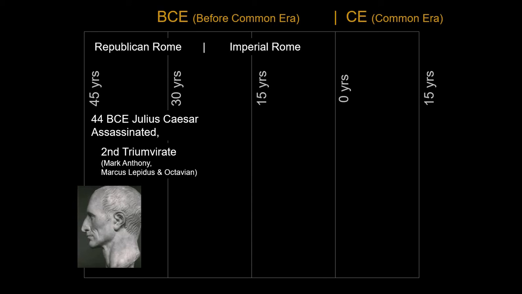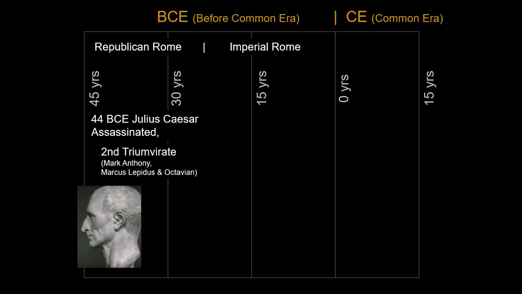And that second triumvirate is made up of 3 people. Marcus Lepidus, who's an old hand in the Senate; Mark Antony, who is the second in command to Julius Caesar's army and his first lieutenant. Very popular, considered to be very attractive, very charismatic. And then the third was Octavian.